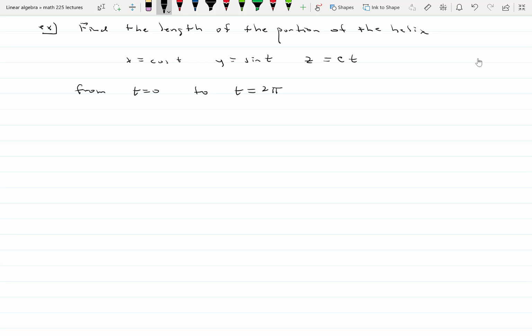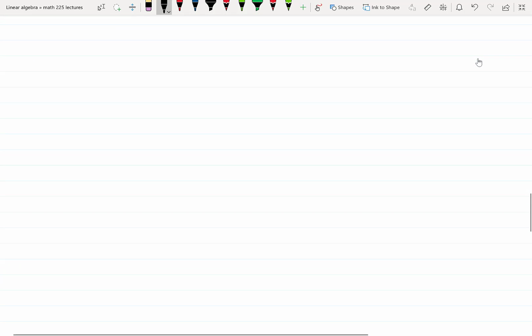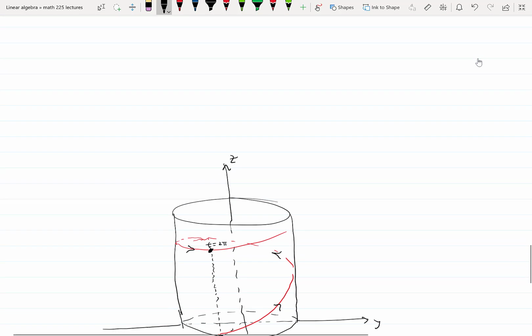Now, if you don't remember the helix, or if you don't recall the discussion about the helix, you might want to pause the video and go back to the video in the last section, where we talked about a vector function giving us the helix. Or you can just go forward and maybe review it later. In any case, I want the length of a part of the helix from t equals 0 to t equals 2 pi. So what I did is I drew the helix for us again.